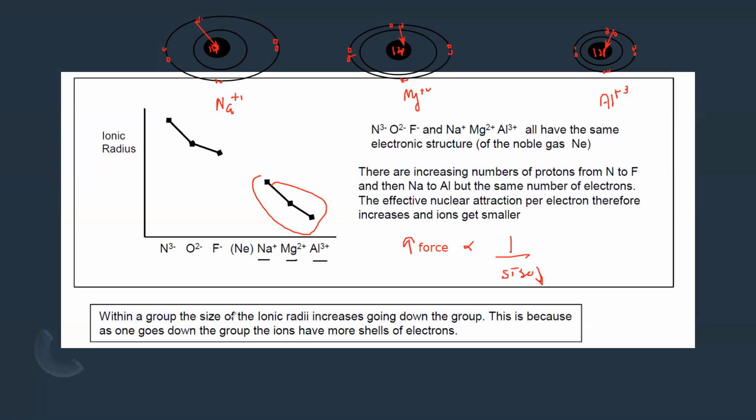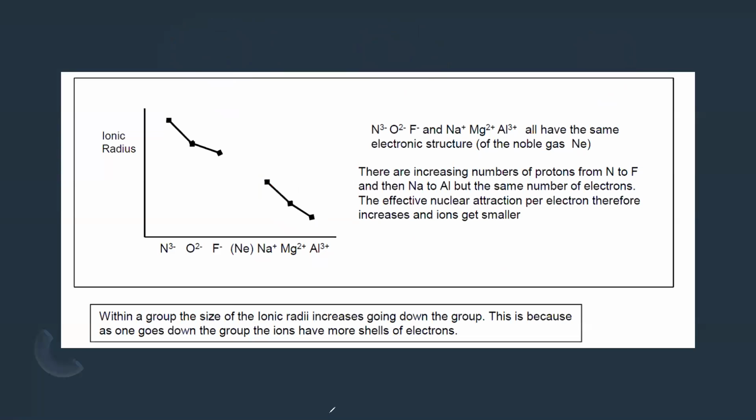And within the group, for the size of the ionic radius, when we go down the group, the number of shells increases. So what we will observe is that the size will also increase. Is it clear? Yes, Umar, is it clear now?